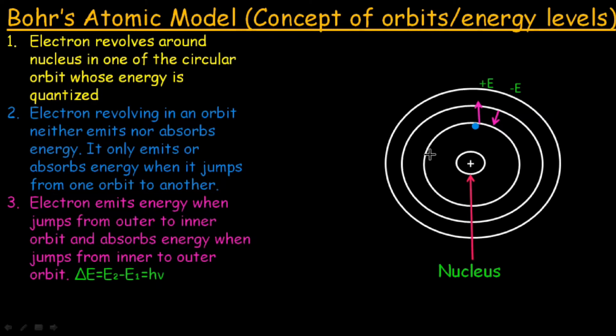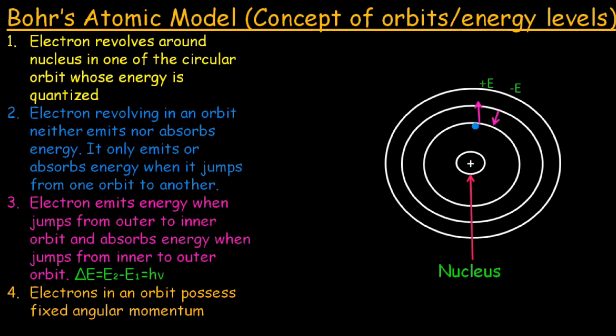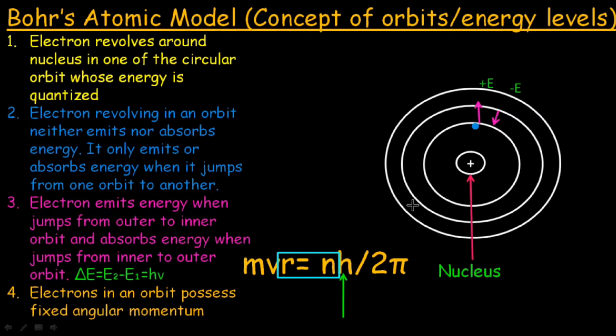As the electrons revolve in circular orbits, they possess circular motion. And for circular motion, there must be angular momentum. The angular momentum of an electron moving in one orbit is fixed, which is given by mvr and is equal to nh divided by 2 pi. In this equation, m is the mass of the electron, v is the velocity of the electron, r is the radius of the orbit from the nucleus, and n is the principal quantum number. n shows the orbit in which the electron is residing.